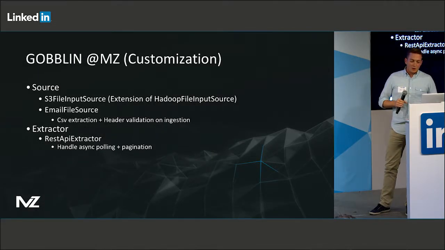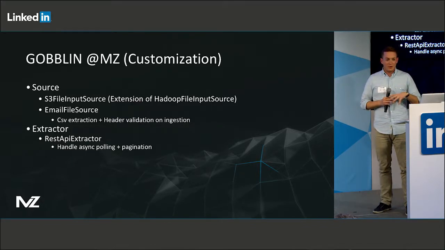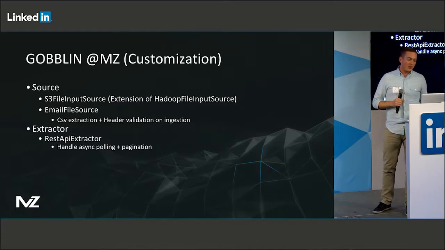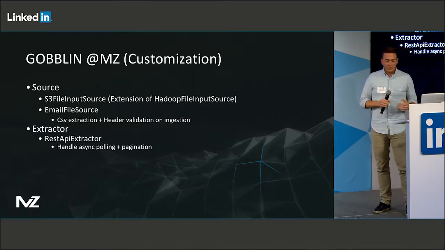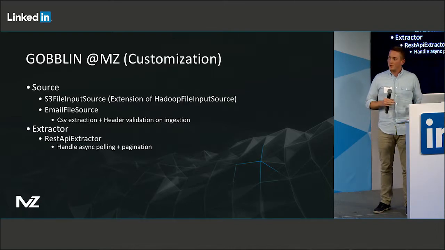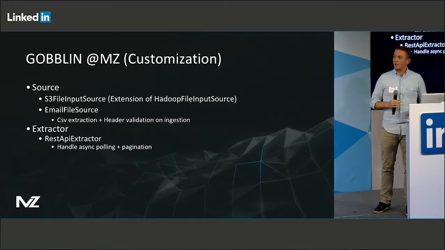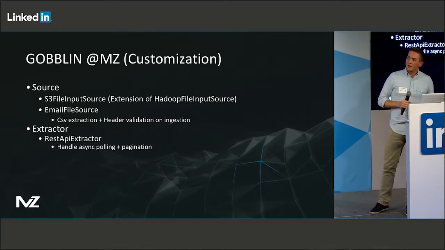So yeah, some of the customizations we made. Since we started before, there was a lot of this support. Some of these things exist now in the core libraries that didn't exist when we were there: S3 file support, email file support. We were doing CSV extraction, so we needed header validation on the email files because people were sending us files with columns in different orders, so we had to implement that.